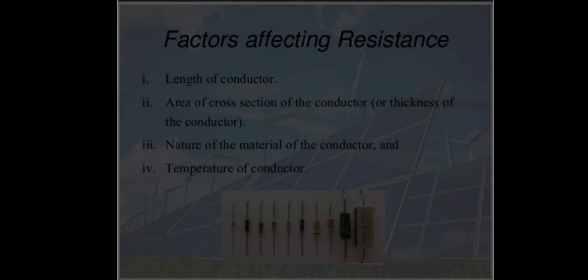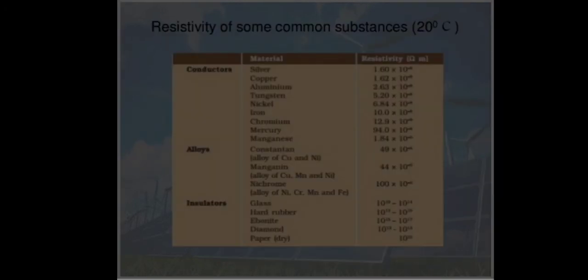Okay, I hope all of you understood. Now there is the resistivity of some common substances given, which you will get from your NCERT book also. You can see this slide, which I will take from the NCERT book. Conductors, alloys, and insulators: some materials are given, and their resistivity is given. So you just see that from your NCERT book.